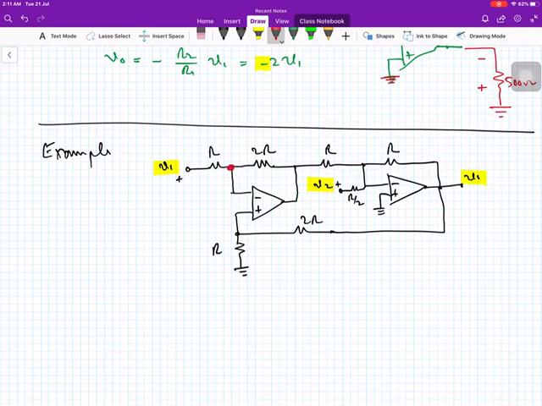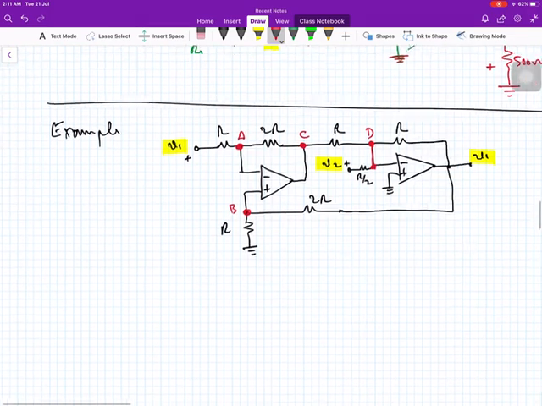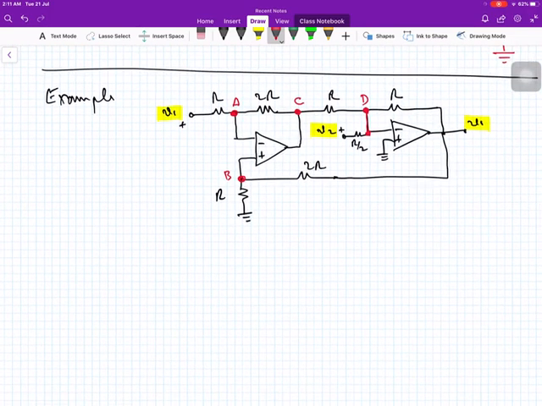Look, this is a node, call it A. This is another node, call it B. And this is another node, call it C. This is another node. Actually, the whole is the same node, call it D. And now write equation at node A, at node B. We cannot write equation at node C. I will explain it. And then we write equation at node D.